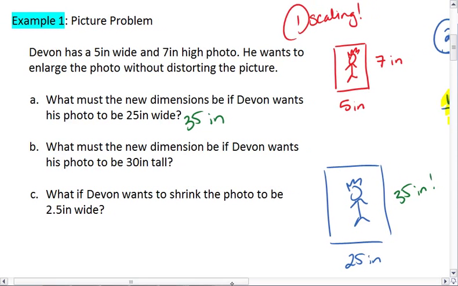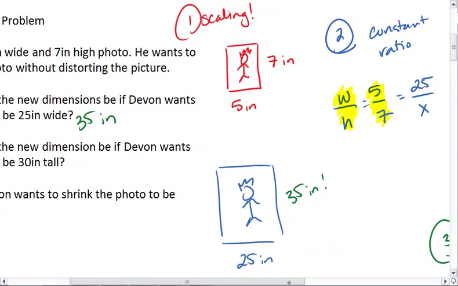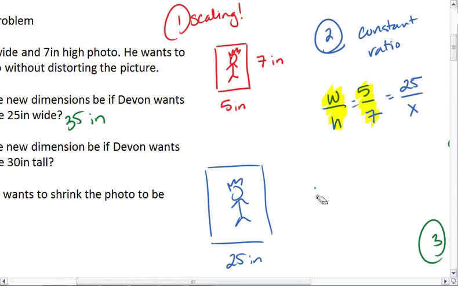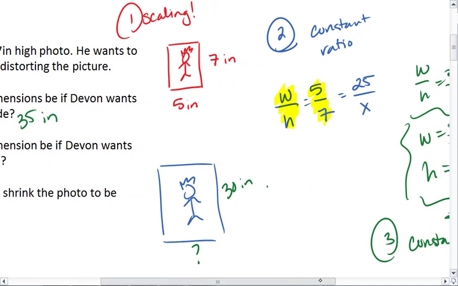Let's look at part B now. What must the new dimensions be if Devin wants his photo to be 30 inches tall? Okay, so new enlargement. Now we want a 30-inch height, and we don't know what the width needs to be.